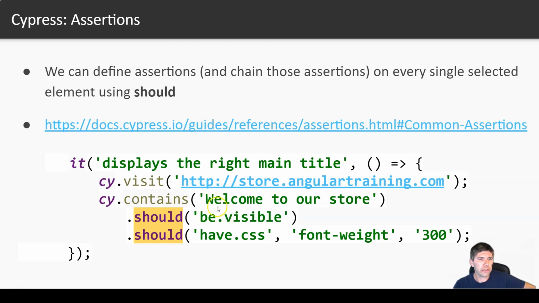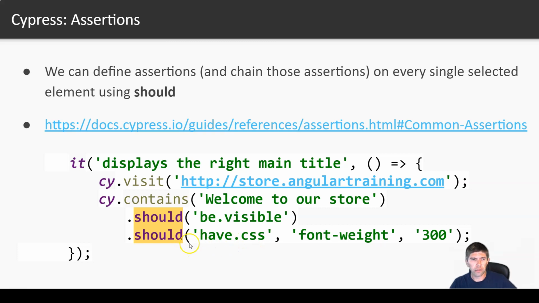check that, for instance, our welcome to our store is not only on the screen, but it's also visible. And by visible, we mean that it's visible to the user, meaning the user doesn't have to scroll down to see that element. The element is not hidden by an overlay or anything. It is truly in the viewport of the user, and they can see that title in that case on the screen.